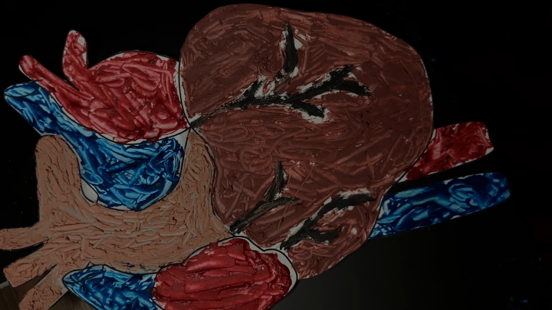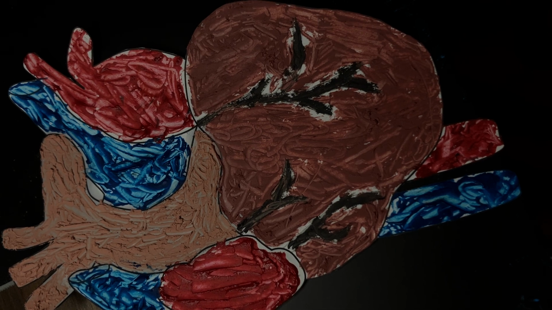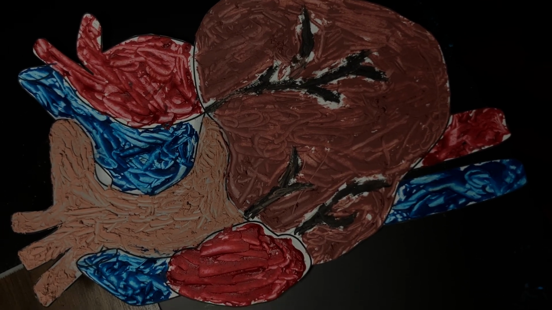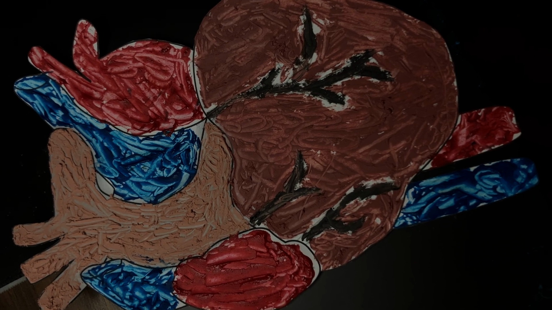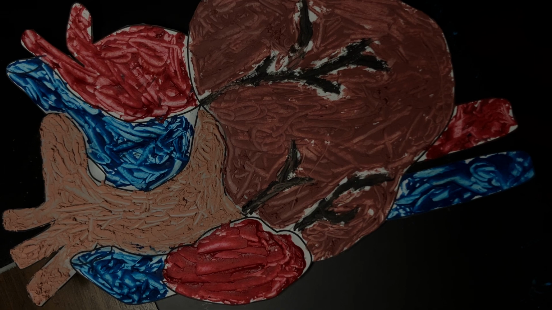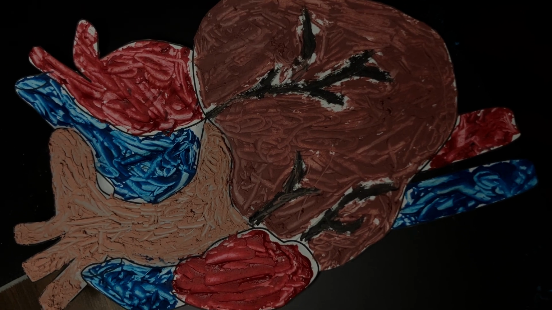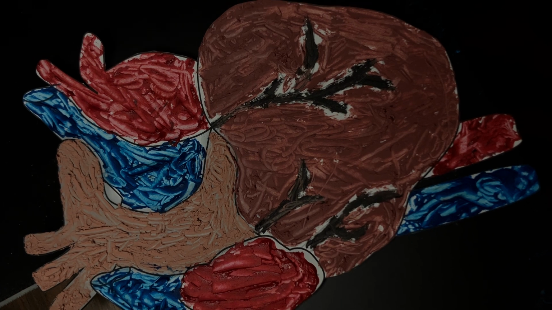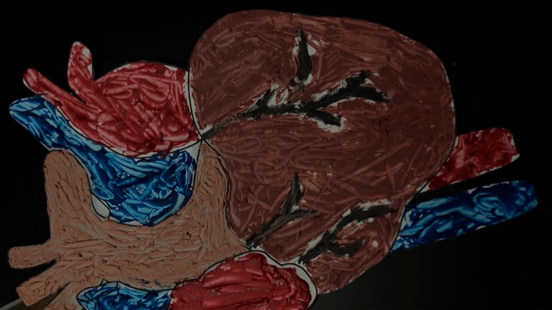The superior vena cava receives blood from the head, neck, upper limbs, and chest. Meanwhile, the inferior vena cava receives blood from the trunk, viscera, and lower limbs. Both superior and inferior vena cava end up in the right atrium, one of the four chambers of the heart. The heart not only has four chambers, it also has four valves.